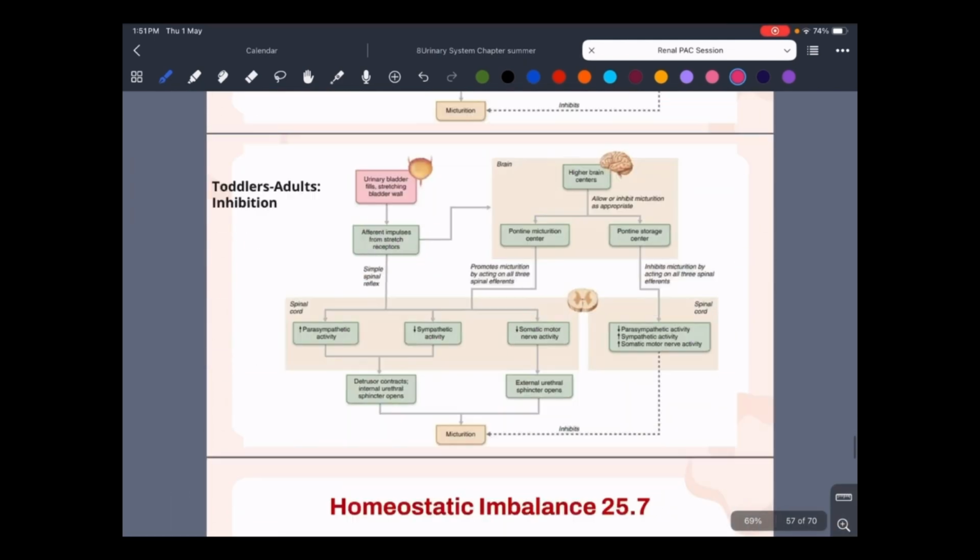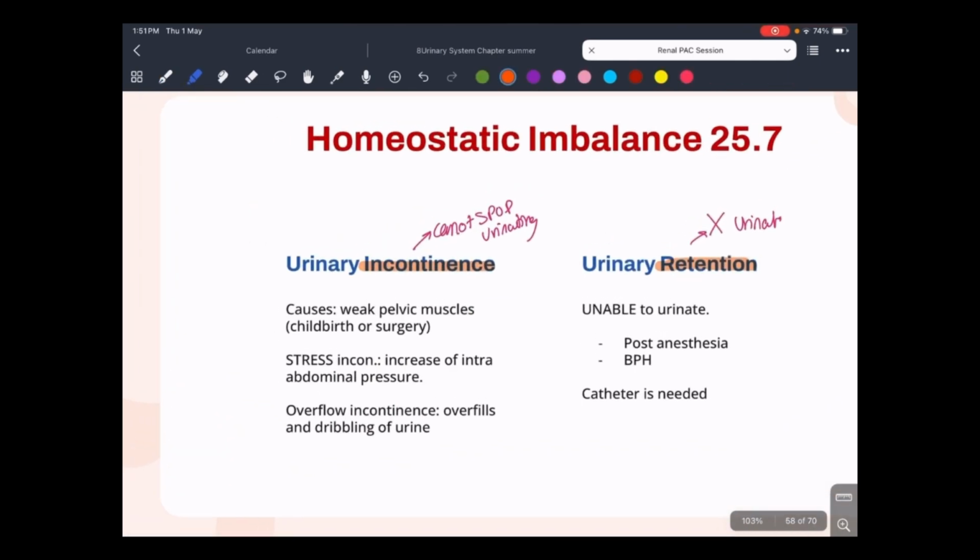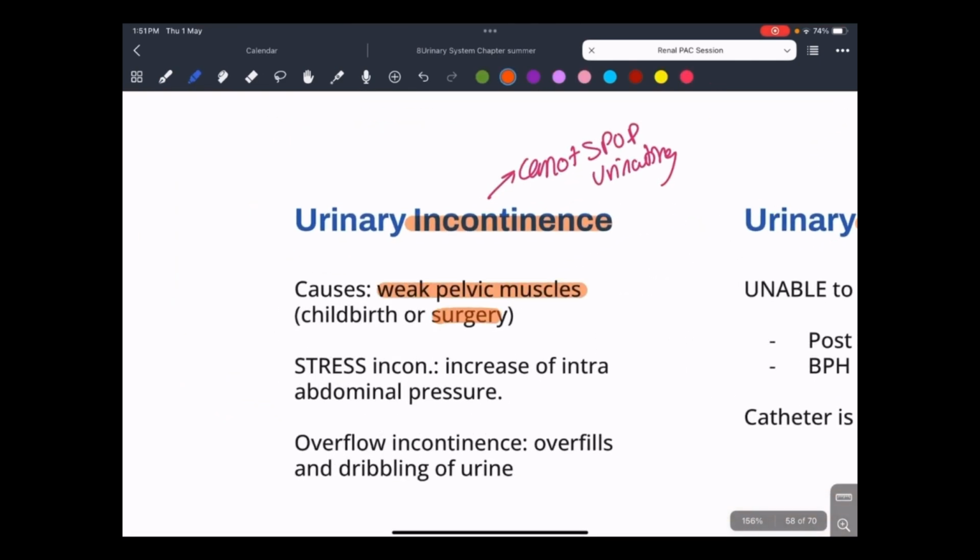Well, the same thing goes for the external urethral sphincter. You can go at the causes here. Weak pelvic muscles, which can be after surgery or childbirth. Of course, this is known in pregnant women after they give birth. It takes time for them to be able to control their urinary continence again. And of course, it takes exercises. There are pelvic floor exercises to help.